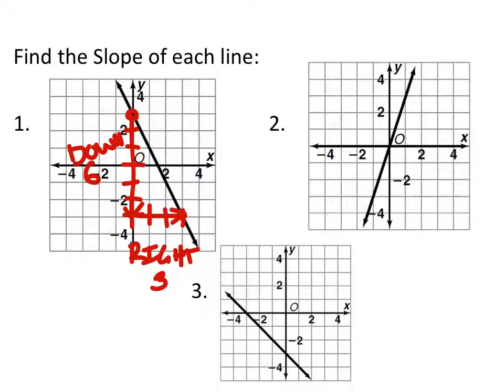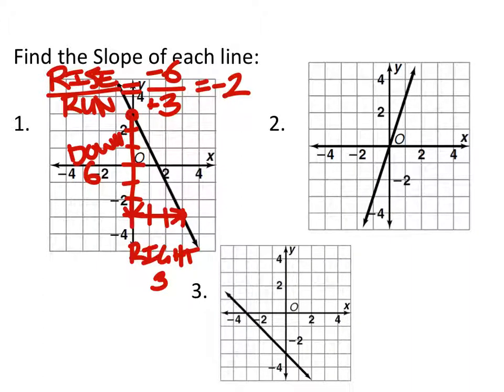Alright, let's try that one again. Rise over run. Yeah, the rise was down 6, so it's a negative 6. The run is to the right 3, that's positive 3. And there we go, that simplifies to negative 2.